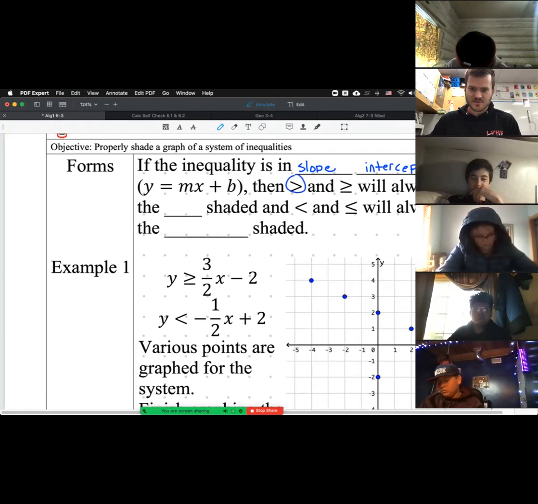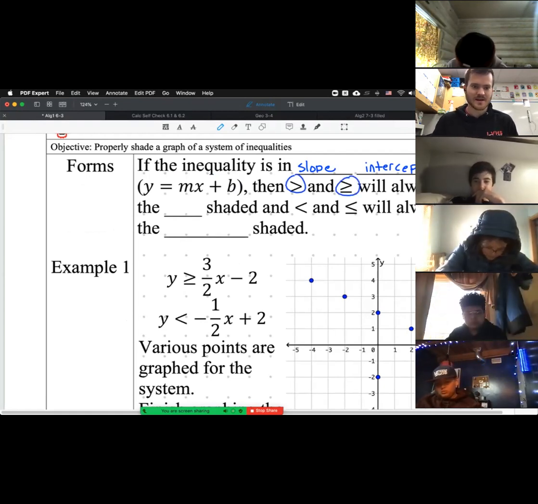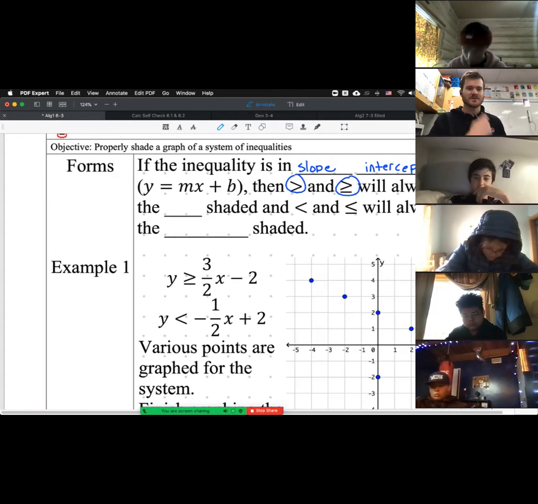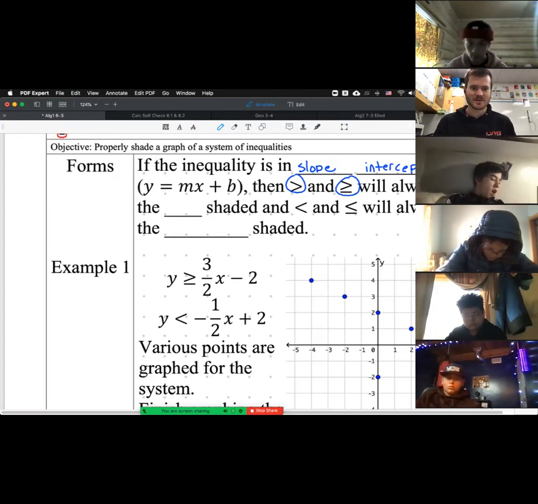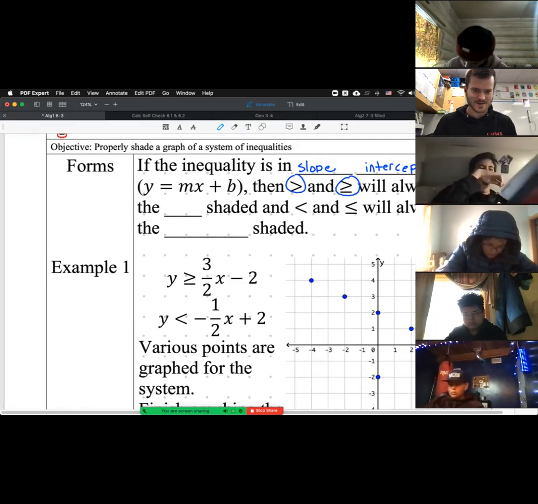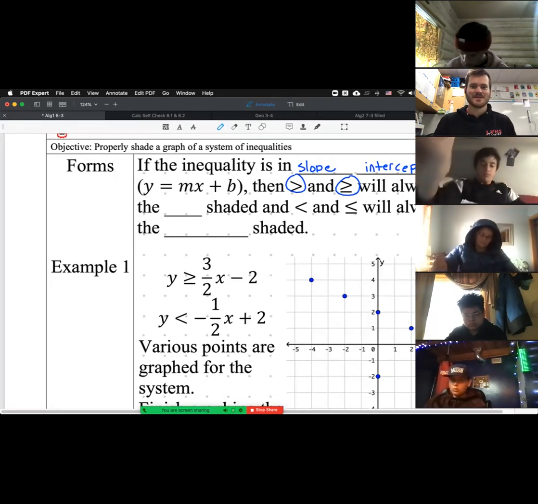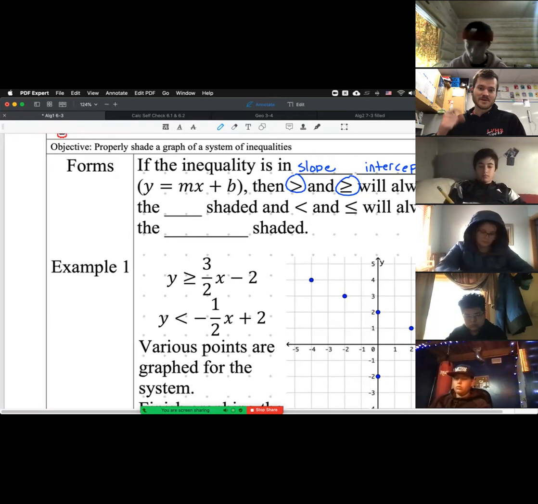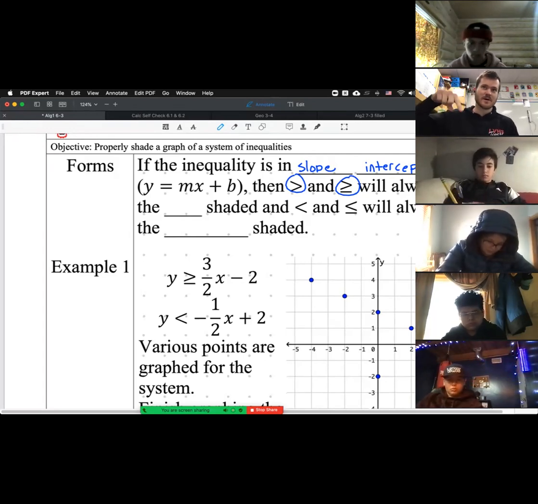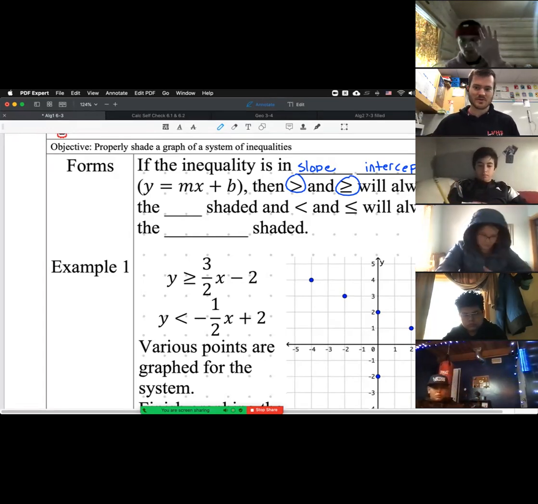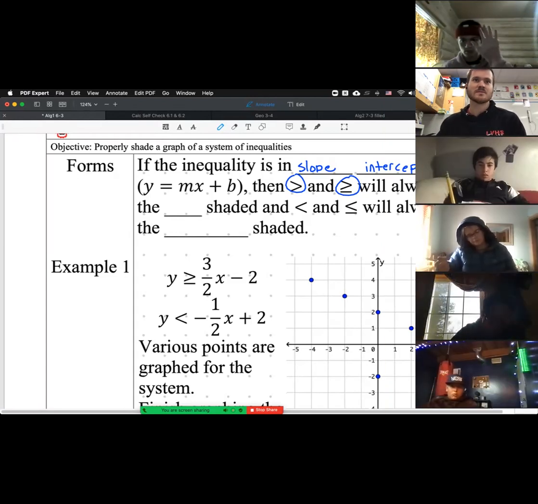Then these symbols will always have the, is it going to be the top or the bottom shaded? And I might have given it away just by the length of those underlines. Are you going to be shading up, down? Or are you going to be shading the top, the bottom? What part are you going to be shading with these two symbols with a quiet raised hand?